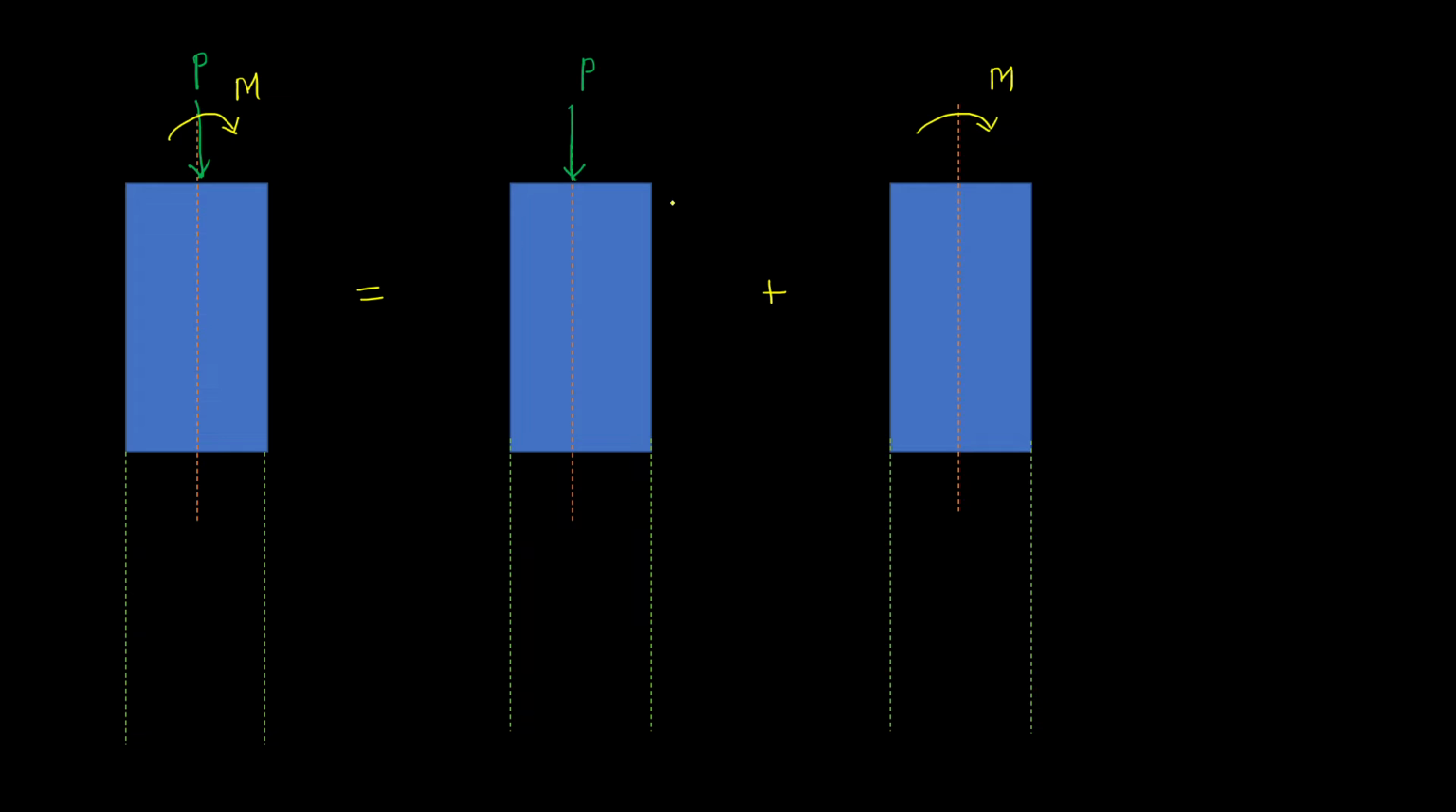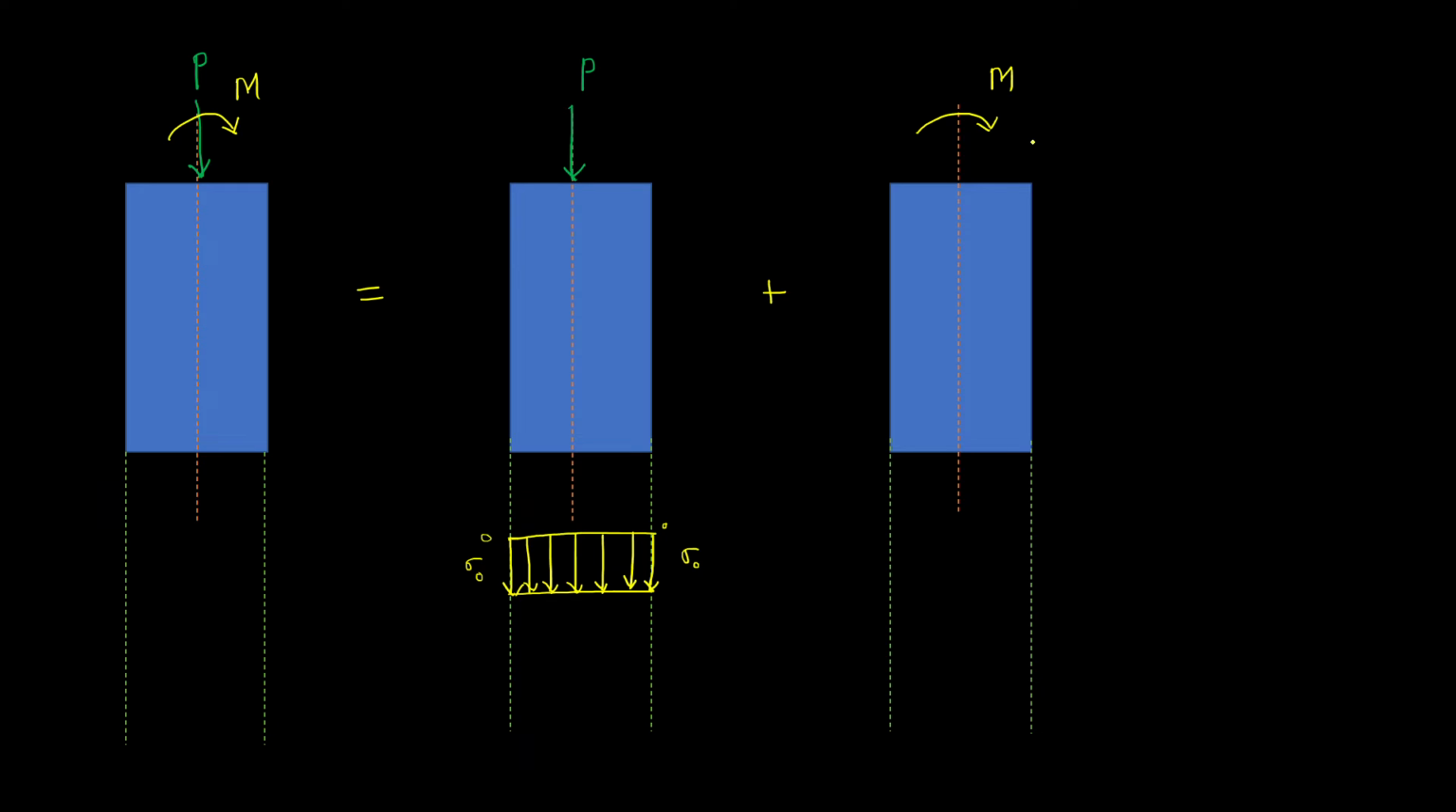Now what are the stresses that will be developed in the case of direct load? So in case of direct load, if this is a zero line, then the stress distribution is constant. The stress distribution here is constant and it is of compressive nature. These values are sigma 0 and sigma 0.